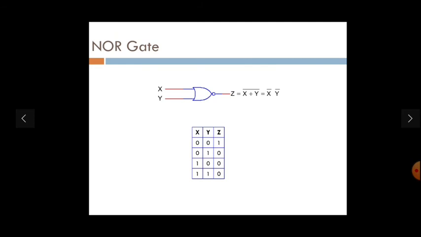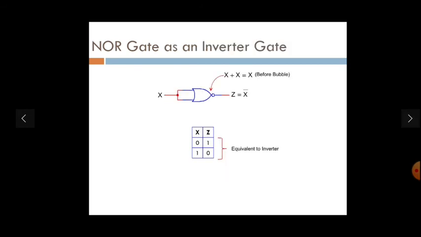See the truth table. When X is 0, Y is 0, output is 1. When X is 0, Y is 1, output Z is 0. When X is 1, Y is 0, output is 0. When X and Y both are 1, output is 0. Okay, so this is the symbol of the NOR gate and this is the truth table of the NOR gate.